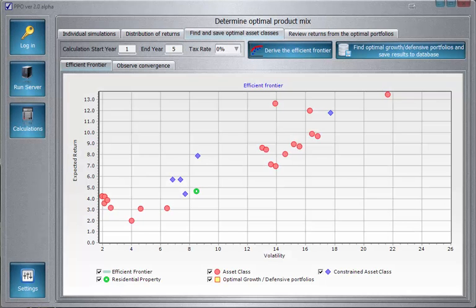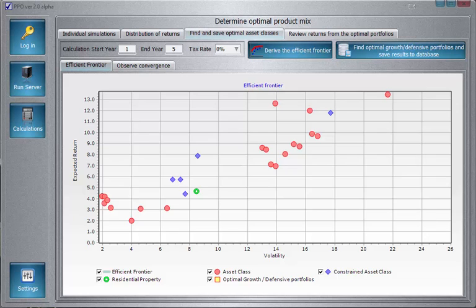Having considered the distribution of returns, we can now turn our attention to the construction of the efficient frontier, which is then used to find the optimal growth and defensive portfolios. In later videos, we'll be explaining how these optimal portfolios are used in the calculator. A little background is required.